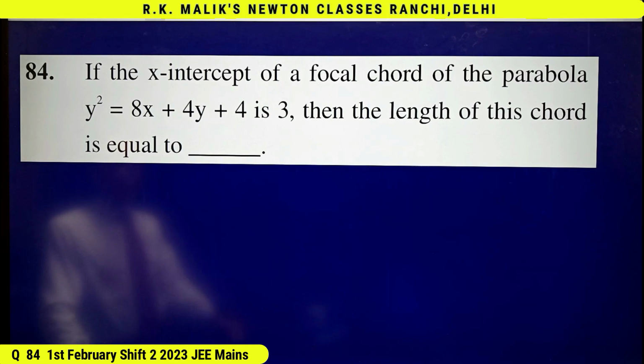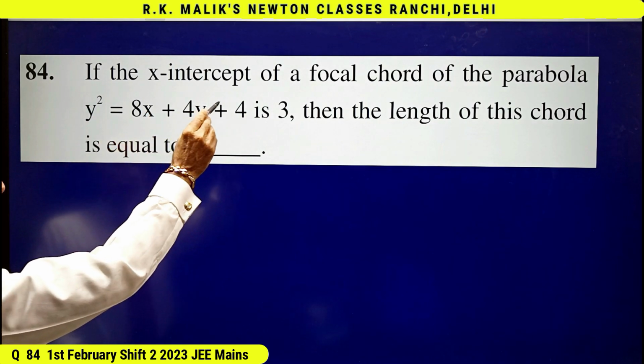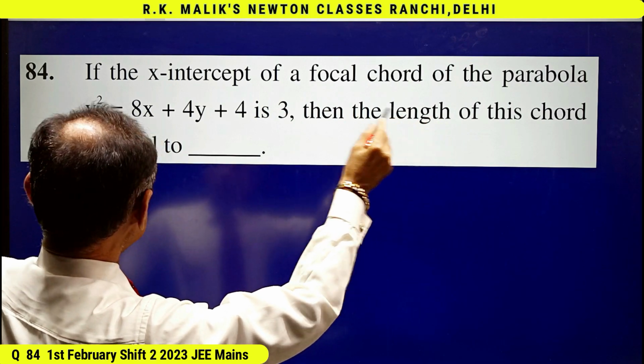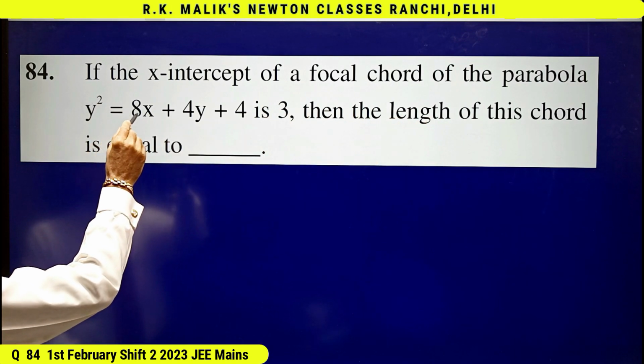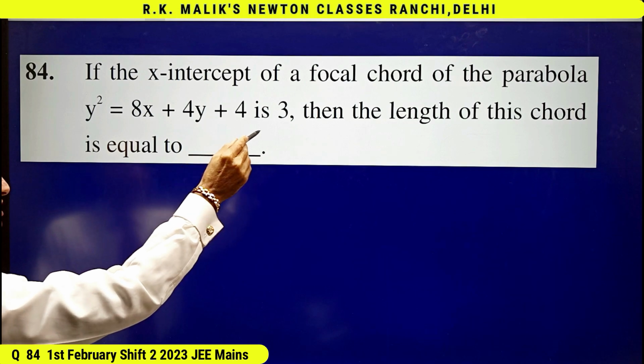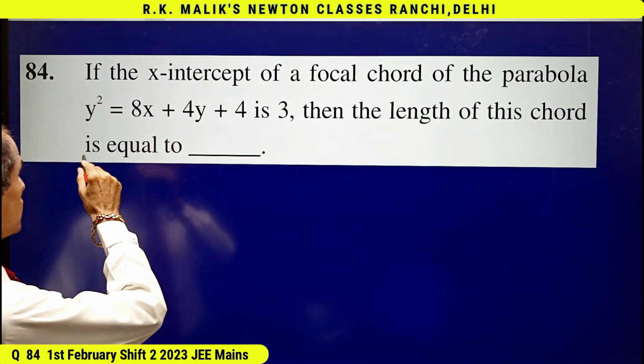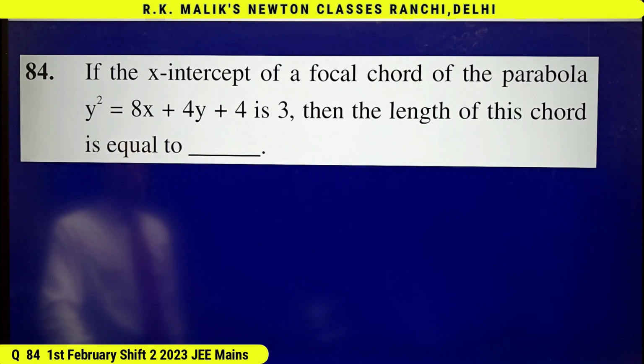In this question, it is given that if the x-intercept of a focal chord of the parabola y square equal to 8x plus 4y plus 4 is 3, then the length of this chord is equal to dash. You have to fill in the blank.